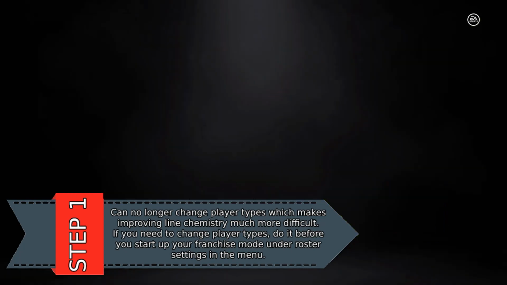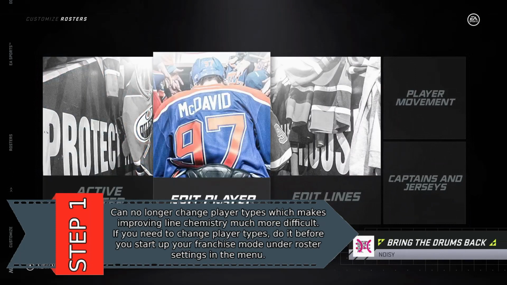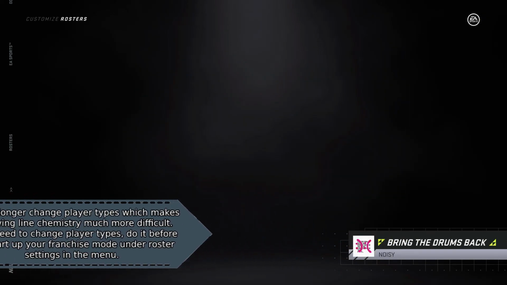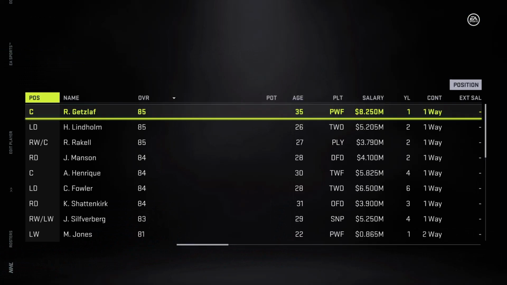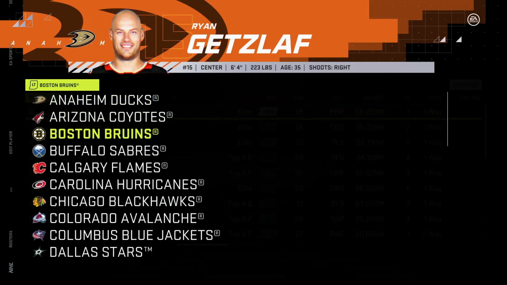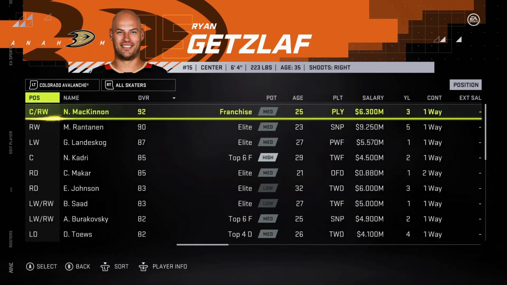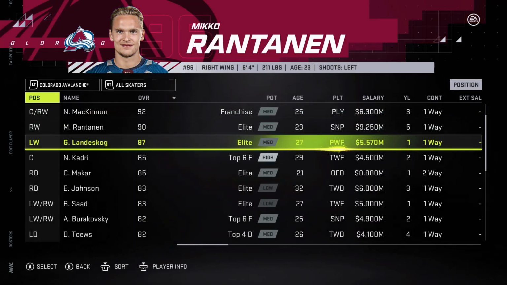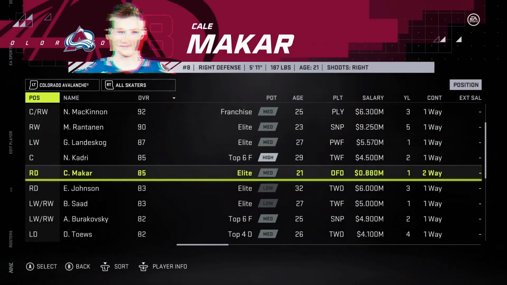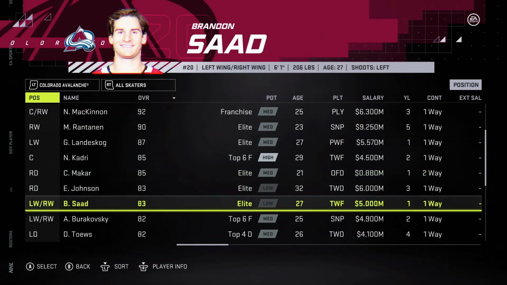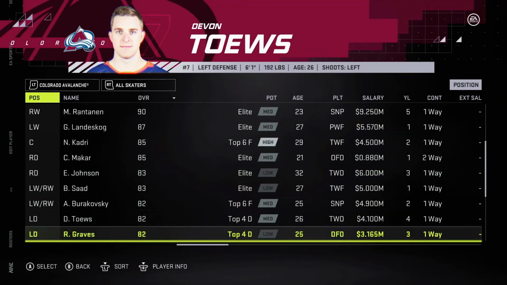So this means that you're going to have to go over to your rosters and click edit players if you want to change player types. This is the only way you can do it. I know it's extremely annoying. I wish EA would go back, but they're not going to do that, obviously. So instead, we have to deal with this issue like so.